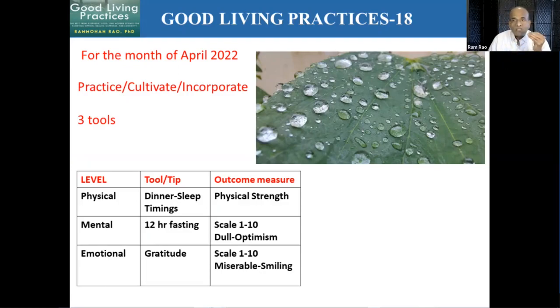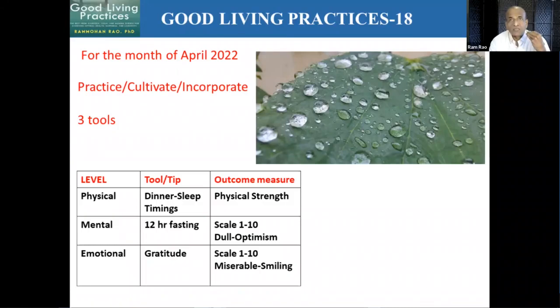Okay, so the thing is, we have a few people here in the audience, about 10 of us. So before I discuss today's topic, I would like anybody in this group to come forward, unmute yourself, and discuss your own personal experience about last month's 3 tools. We would like to hear about your own journey with regard to dinner and sleep, with regard to the 12-hour fast, and with regard to how you express gratitude. I would welcome you to discuss both the merits and demerits.